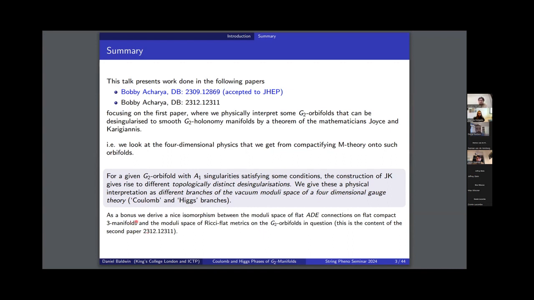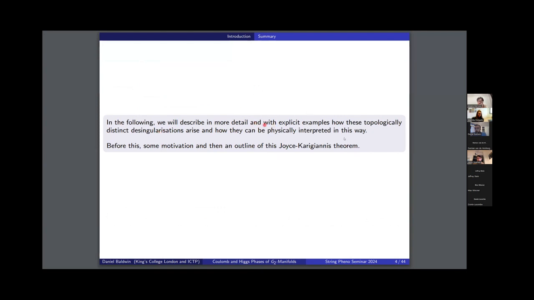And then as a bonus, we also derive some isomorphisms between pairs of moduli spaces, namely the moduli space of flat AD connections on compact flat three manifolds, and the moduli space of Ricci flat metrics on these G2 orbifolds in question. Okay. So in the following, I'll describe in more detail with an explicit example how these topologically distinct desingularisations can arise and how we can physically interpret them in the way that I said. But before this, I'll go over some motivation and background material and give an outline of this theorem of Joyce and Karigiannis.